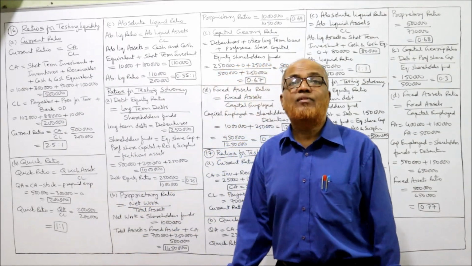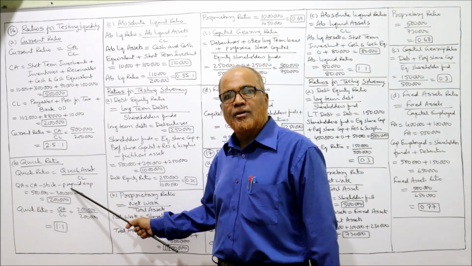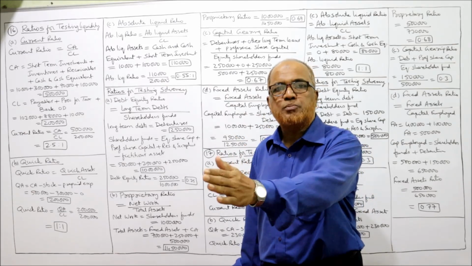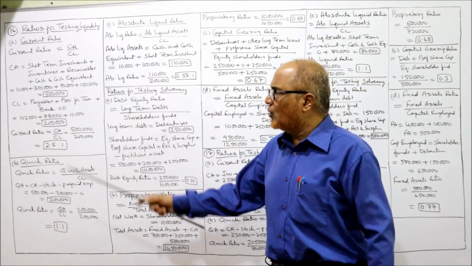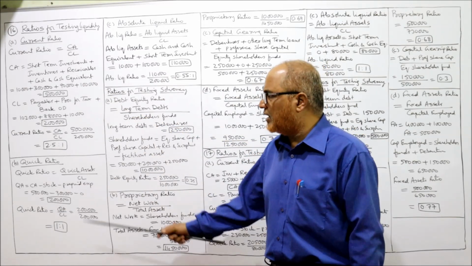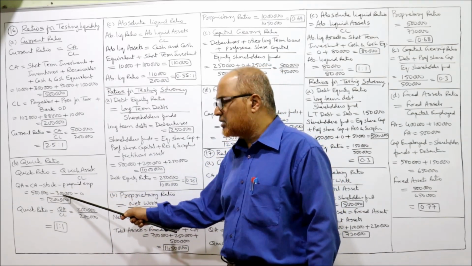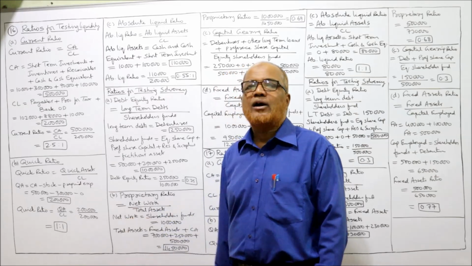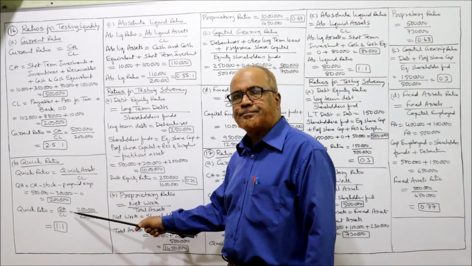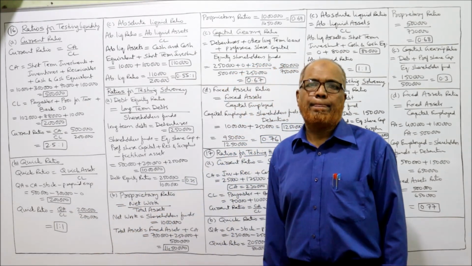From liquid ratio, from quick ratio. Quick ratio formula, quick assets by current liabilities. Now quick assets are current assets minus inventory minus prepaid expenses. But we don't have prepaid expenses in current assets. Leave it. So current assets minus inventory, that is stock, 3 lakh. So 5 lakh minus 3 lakh, 2 lakh rupees are the quick assets. And current liability already you have calculated 2 lakh. Quick ratio, quick assets by current liability, 2 lakh by 2 lakh, 1:1.